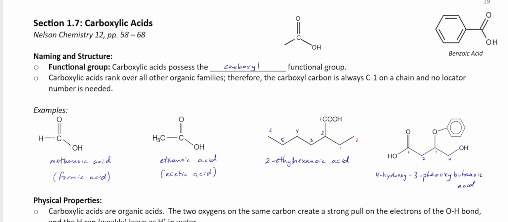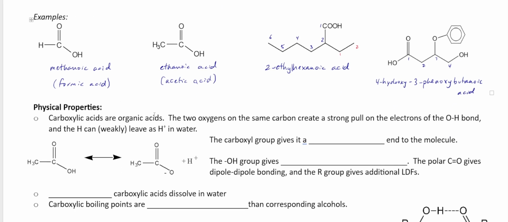Okay, physical properties. Carboxylic acids are organic acids. The two oxygens on the same carbon create a strong pull on the electrons of the OH bond, and the H can weakly leave as H plus in water. So we can see right here, this is my carboxyl group. The oxygens are really pulling the electrons away from the hydrogen, and therefore hydrogen can be donated.